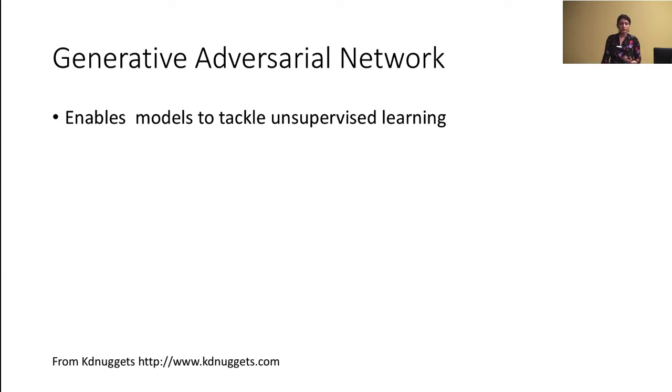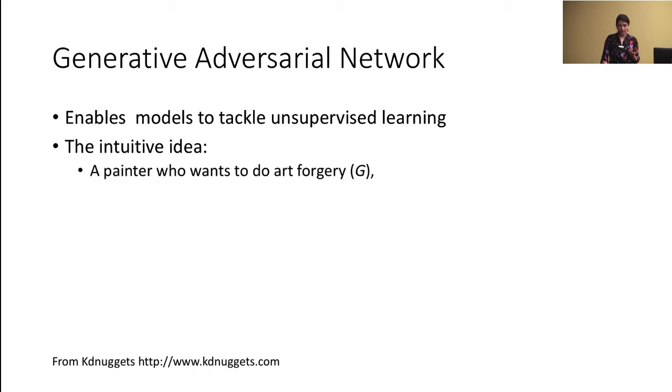Generative adversarial networks are very successful generative models, and they provide unsupervised learning. This is an example that shows the intuition behind the generative adversarial network, or GAN. We can assume that we have a painter who wants to do art forgery. We call this G. And also we have a judge whose role is to judge the painting, to see if this is real or fake.